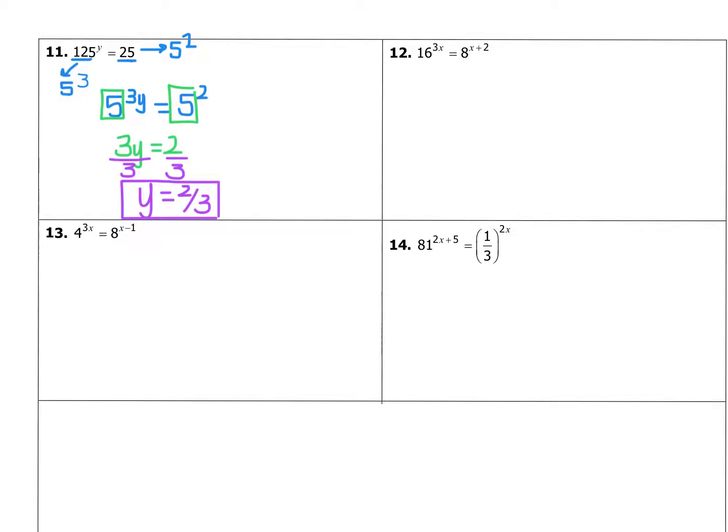Alright, so for example 11, you should have gotten that y equals 2/3. If you got that, you can move on. If you didn't, I'll explain it now.